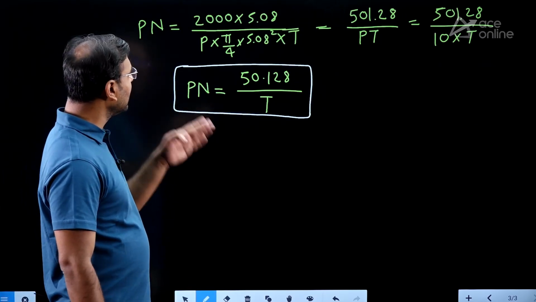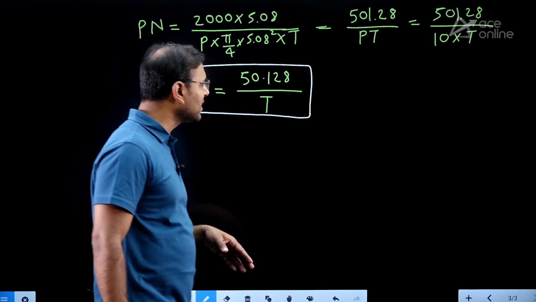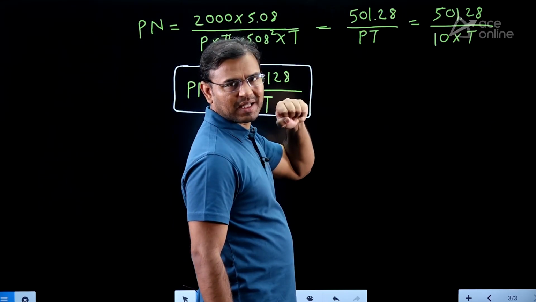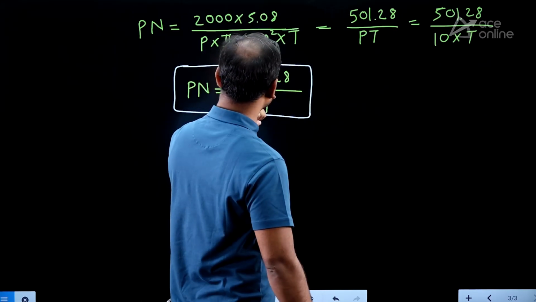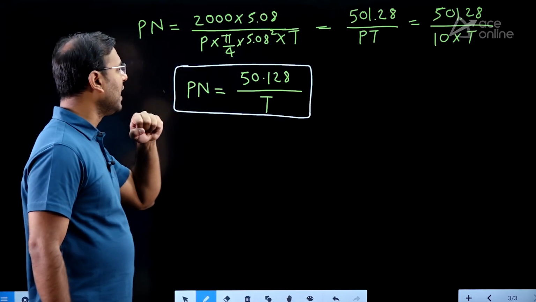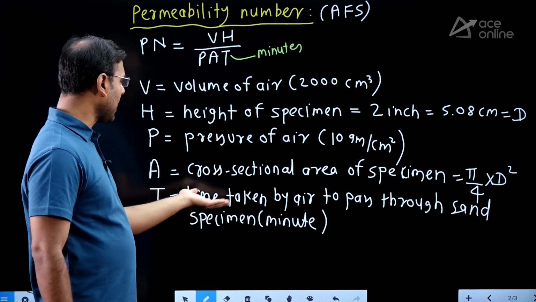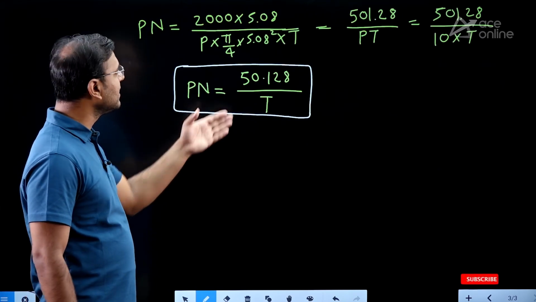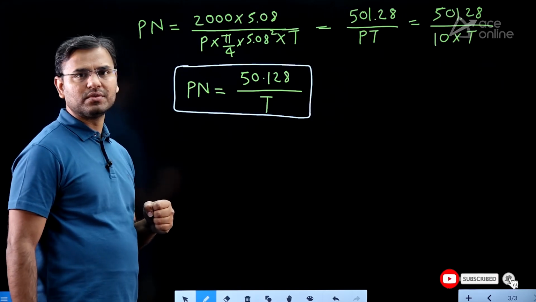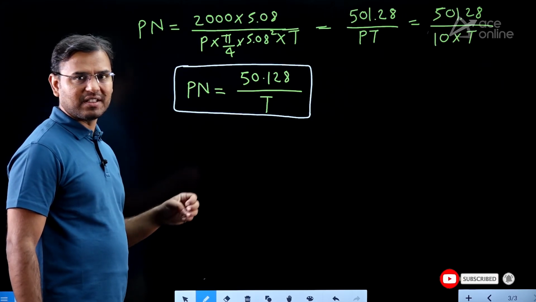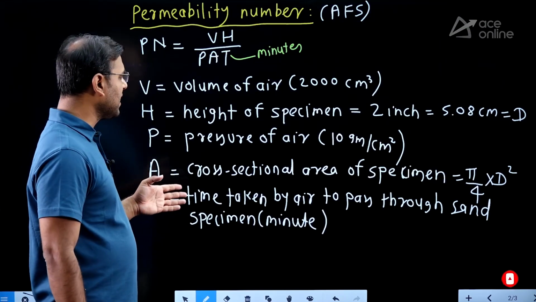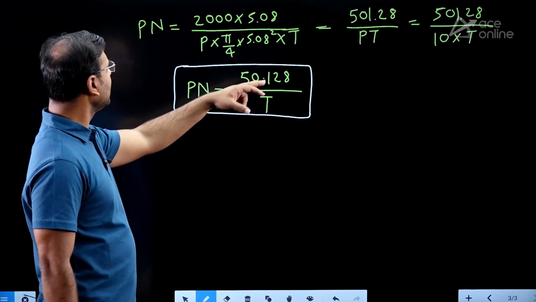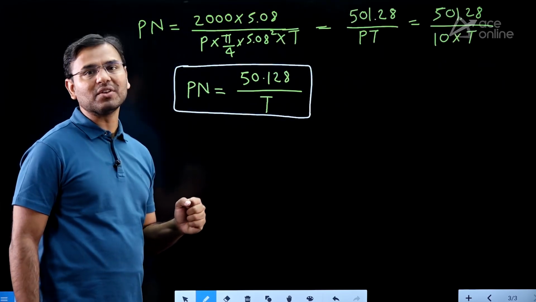When we are passing the air through the specimen, you can see that the value of pressure will be less. And what is the capital T here? Time taken by air to pass through the sand specimen. Air will go out very easily, so the time is also going to change. The pressure of air will be less, and time will be less. Both quantities are less, therefore the permeability number is going to increase.